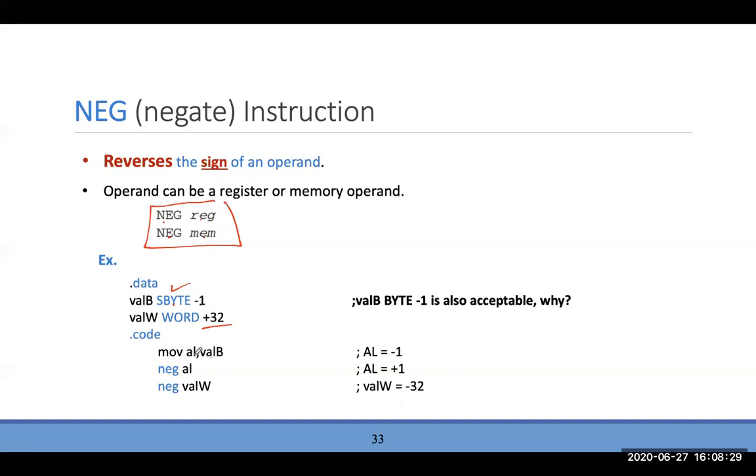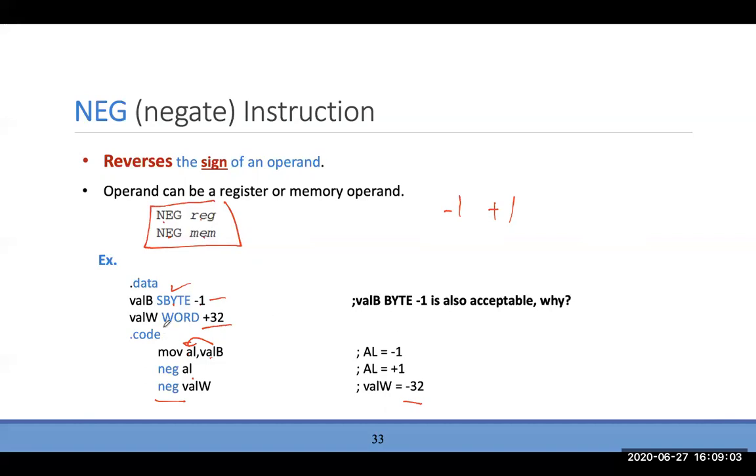All right, so if that is the case, let's look at the example. So why not negate valB, the value in B, right away? Again, sometimes we don't need to change the value in the memory because other parts of your program might need to use this negative one. If that's not the case, then use the negation right away, okay? So here they move the memory to a register and then they negate it. Okay, so if it's negative one, it's going to become positive one. And then here they negate what? Plus 32, it becomes what? Negative 32. Okay, so keep that in mind.